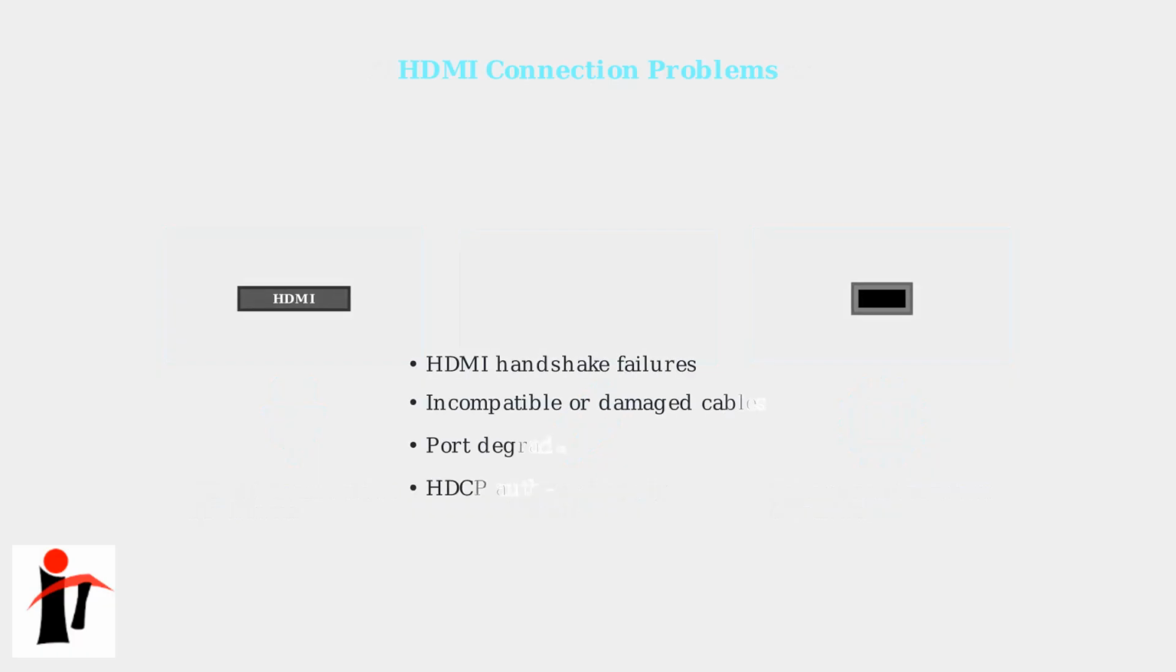HDMI connection problems are the most common cause of black screens. These include handshake failures between your box and TV, incompatible or damaged HDMI cables, port degradation on either device, or HDCP authentication errors. Power supply issues can also cause black screens.